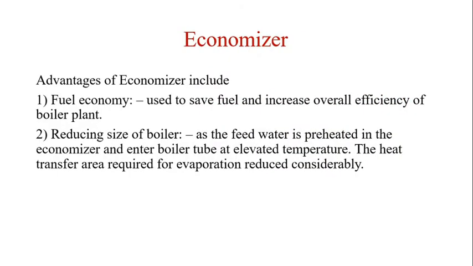The next component is the economizer. It is located below the low temperature superheater in the boiler and above the preheater. It is there to improve the efficiency of the boiler by extracting heat from the flue gases to heat water and send it to the boiler drum.